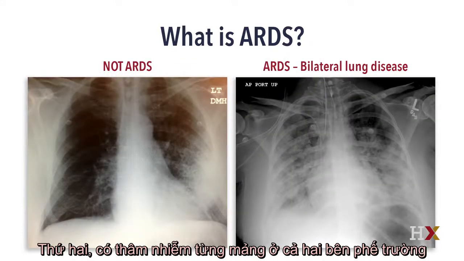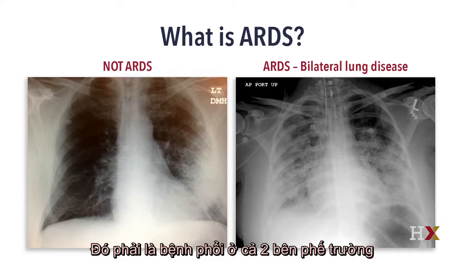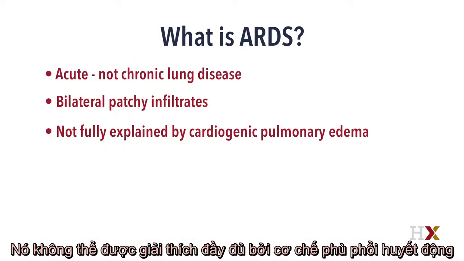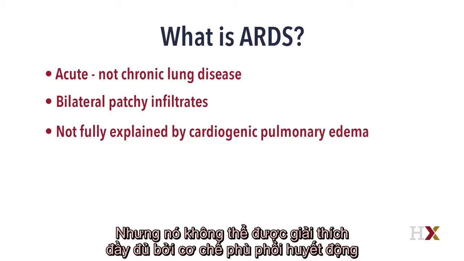Second, there are bilateral patchy infiltrates. This is why that first chest x-ray that showed a lobar pneumonia is not ARDS. There has to be bilateral lung disease. It cannot be fully explained by cardiogenic pulmonary edema. Now, certainly patients who have CHF can get ARDS, but it cannot be fully explained by cardiogenic pulmonary edema.